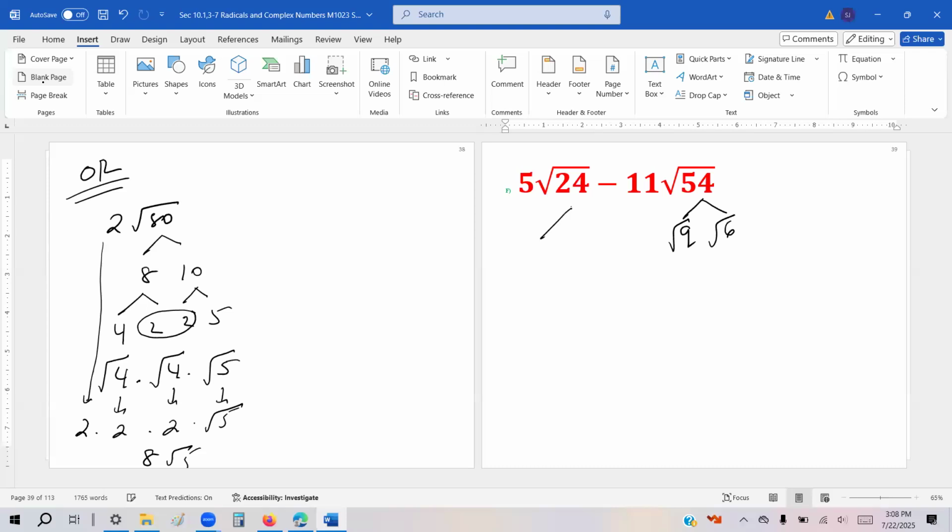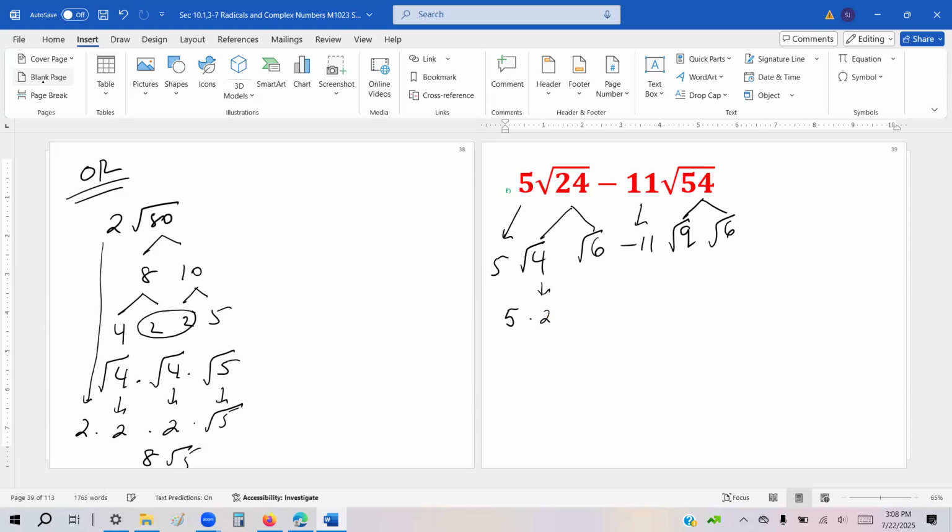That means we are looking for 6 and something here. 6 and 4. See? That's the trick. Start with the easy one. If you do it with the easy one, you can see automatically what number you're looking for inside the other one. So square root of 6, square root of 4, this 5 comes down, this 11 comes down.